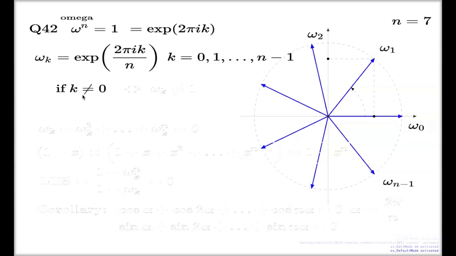Now question 42 says this: take one of these roots of unity, but specifically not the one for k equals 0, so not the unity itself. Take the one which is non-trivial and prove that the sum of the powers of this particular chosen root of unity is 0 all the time. So this is something we have to prove.